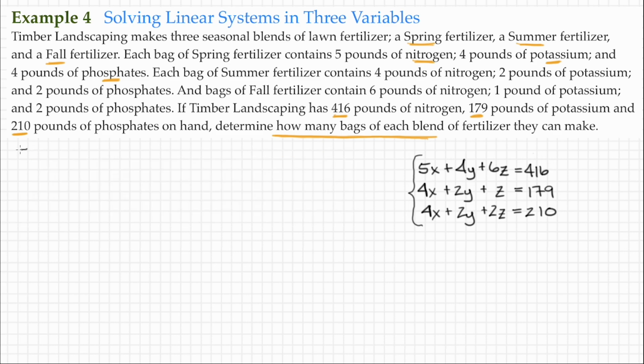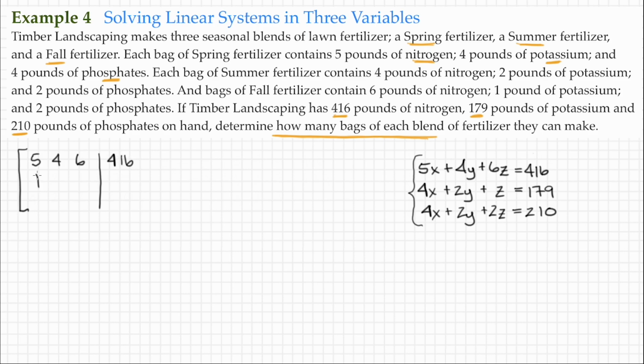So the matrix over here, we have 5, 4, 6, and then we put in our vertical line. Now recall, for the vertical line, the values to the left of the vertical line, this is the matrix of coefficients. These are the values that are attached to the variables. And then the values to the right over here are going to be our constants. Those are going to be our totals. So this one's going to be 416.